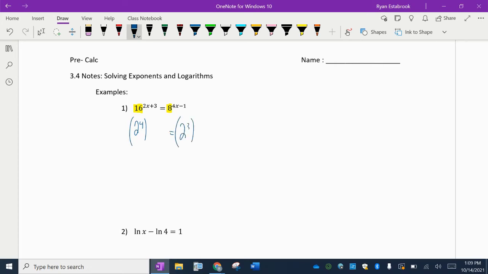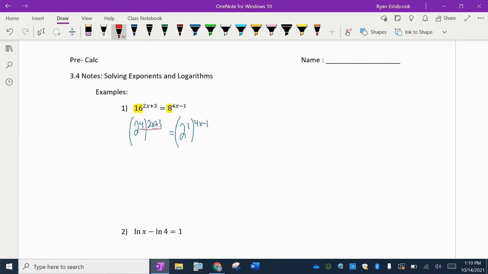So I can write them both like this, and then I'll put the 2x plus 3 up here, and the 4x minus 1 up there. And this didn't write very well. I'll try it again. 2x plus 3 didn't look much better. And notice I put the whole 2 to the 4th inside of the parentheses here because this is the 16.